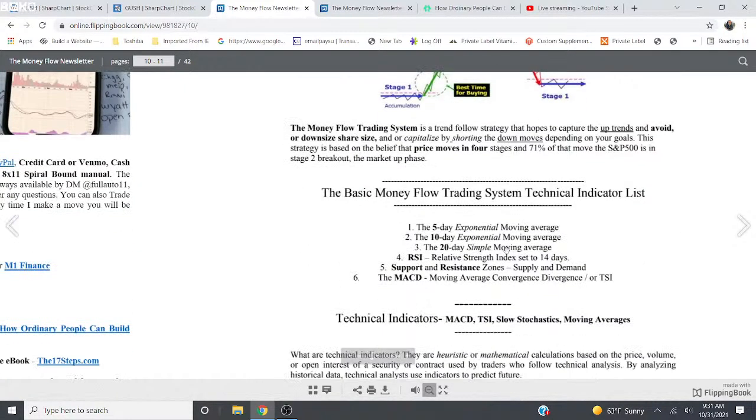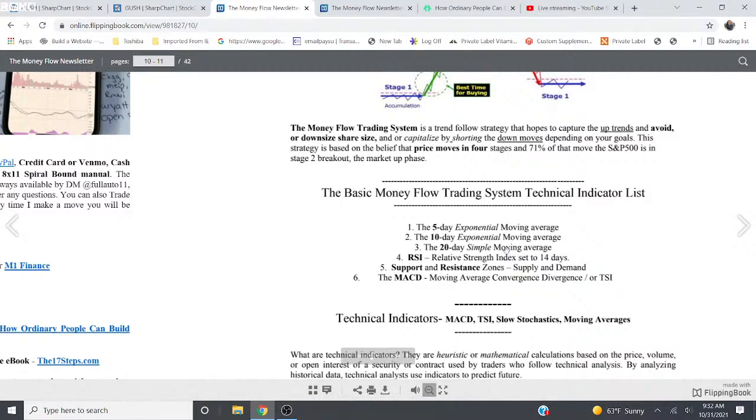So I go down here to my checklist, and it says the money flow basic trading technical indicator. We got a 5-day exponential moving average. If you don't know what those are, these moving averages and stuff, get my stock course. I have several, but I have one called Getting Started with Stock Charts, okay? And the stock charts will help break all this down. It's actually pretty good. It should be like $500, but it's like $40.